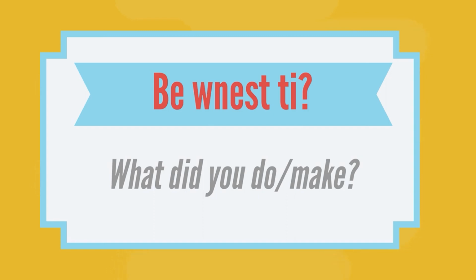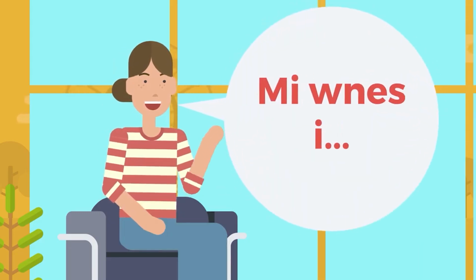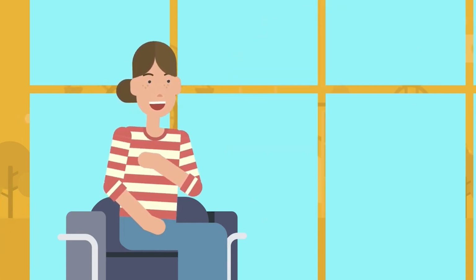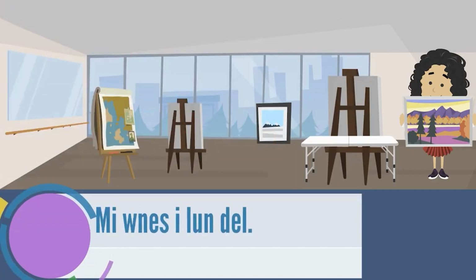Dilynwch ar fy ôl i. Say after me. Be wnes ti? To answer I did or I made, we say mi wnes i. Look at the following examples and repeat.